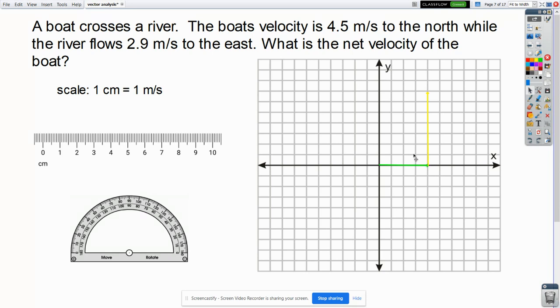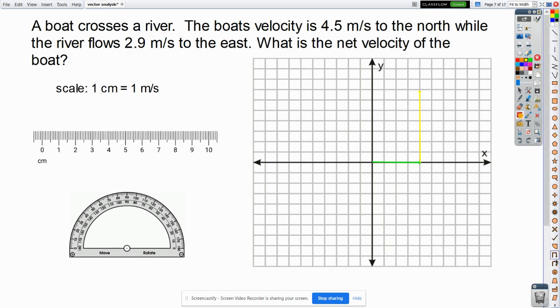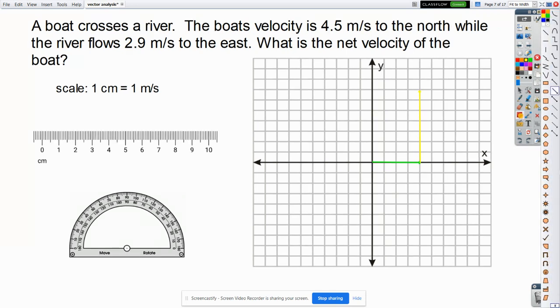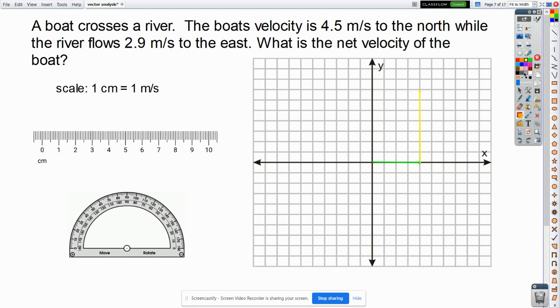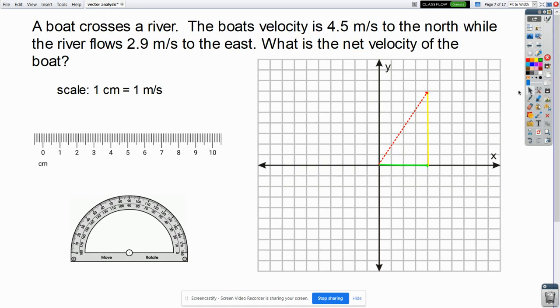So those are the two vectors. Again, if there had been 3 or 4 in here, I would have combined them together and got down to just 2. I only had 2 in this one to begin with, so I didn't have to worry too much about that. Now I need to connect this from where I started to where my drawing ends, like that. That dashed red arrow that I put in there is the resultant.